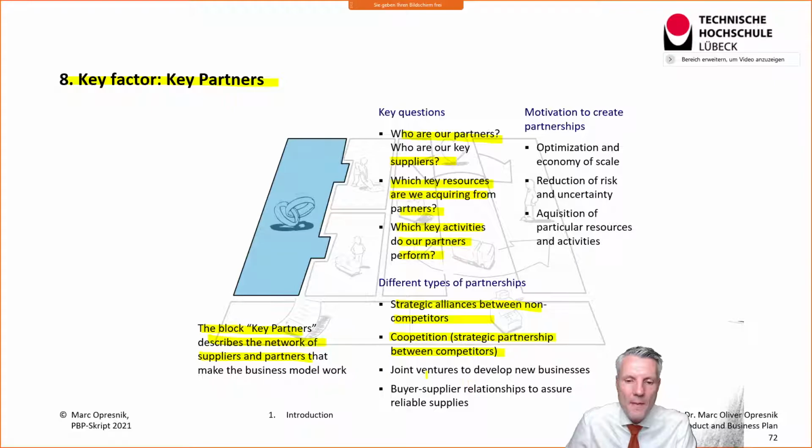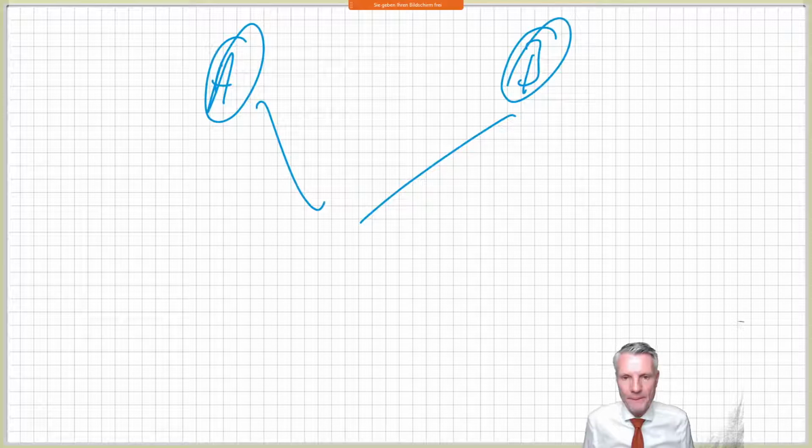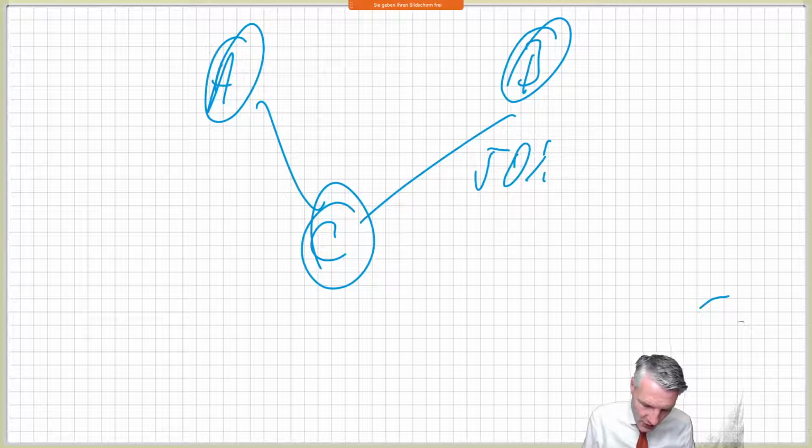Joint ventures to develop new businesses. A joint venture, do you know what a joint venture is? A joint venture is when one company A and another company B are setting up a company C, and both usually hold 50% of the shares, and both companies are still existent.